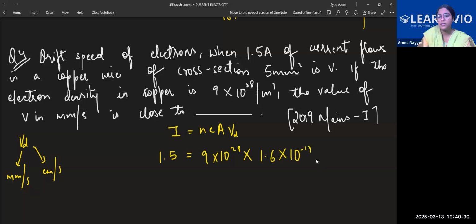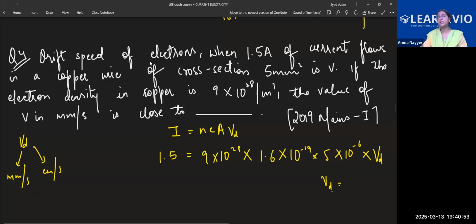Now area is also given, 5 millimeter square. So see, millimeter square we need to convert. This will be 10 to the power minus 6 because square of 3 means you're multiplying 3 with 2, 10 to the power minus 6 into VD. Now tell me what's the value of VD you're getting. Okay, I'll tell you the answer. Write down this, then we'll start with the next question.